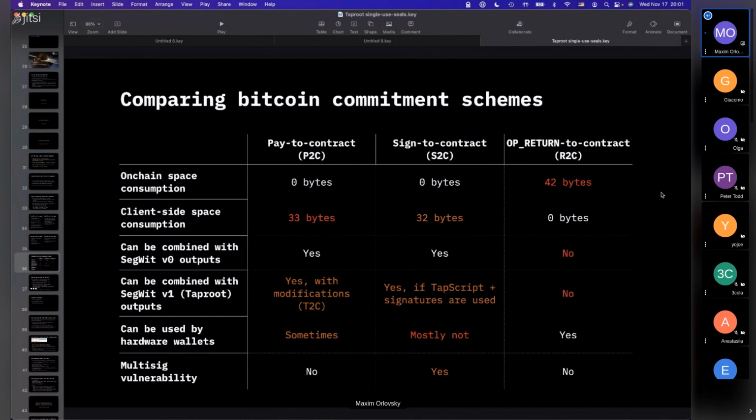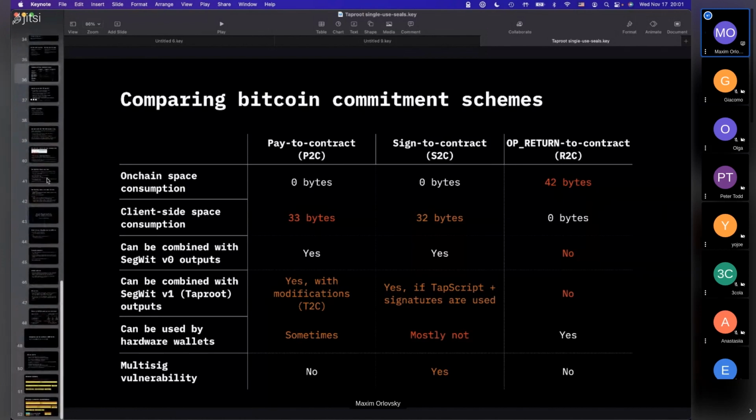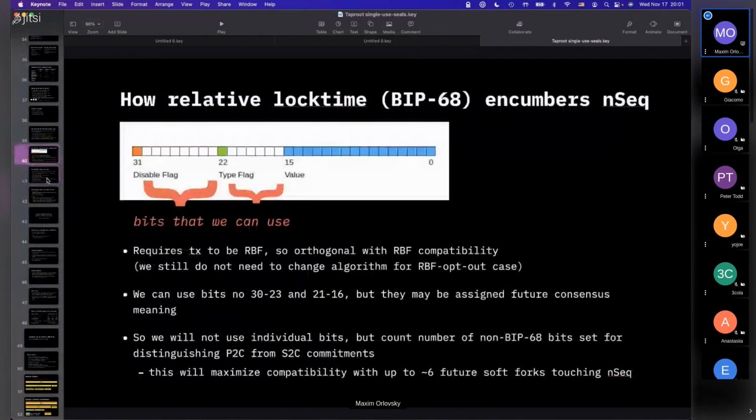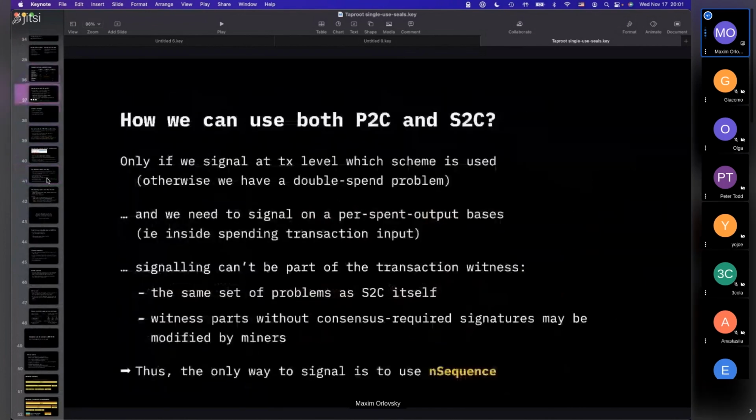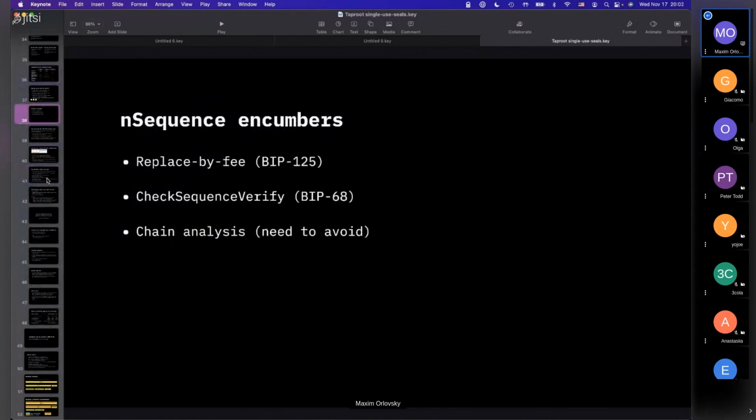And the only question for me, for now, is how we can signal which specific option is used, using the available transaction data on chain, without exposing any additional information to chain analysis. And I think there is a solution with nSequence, which is actually the next part of the presentation. But before that, I would like to make sure that we are all on the same page on the previous part.